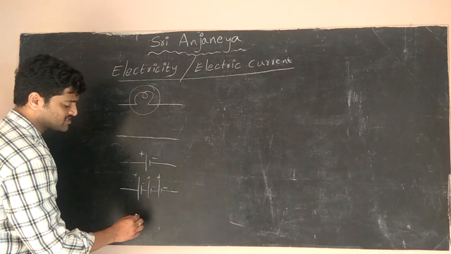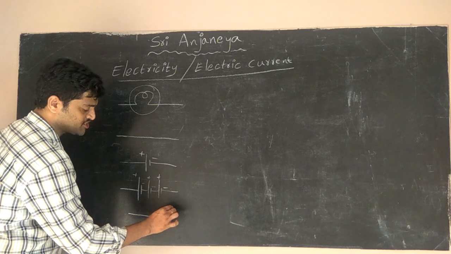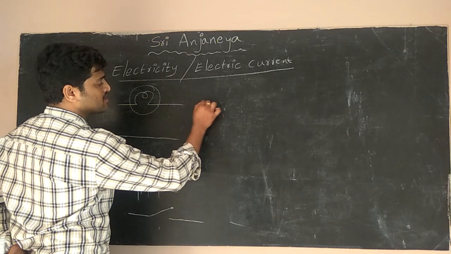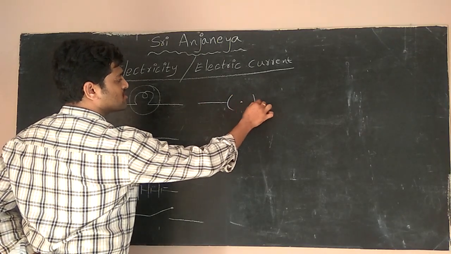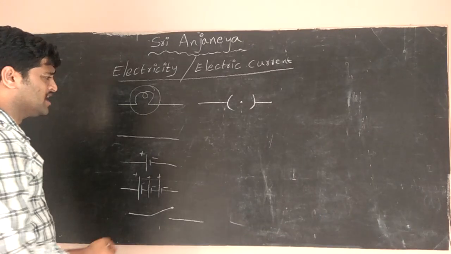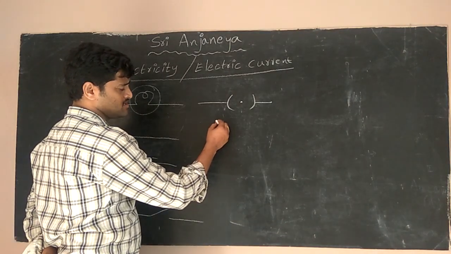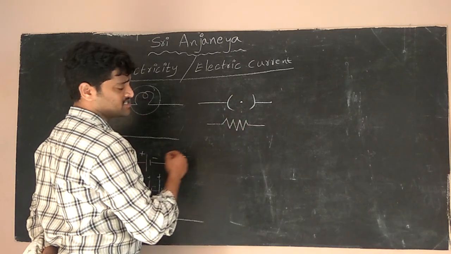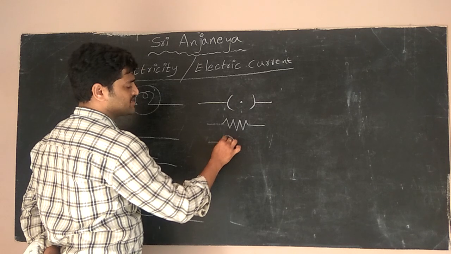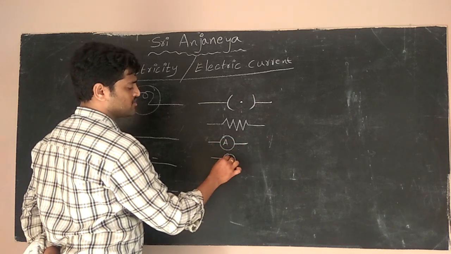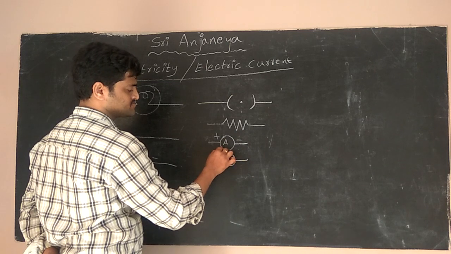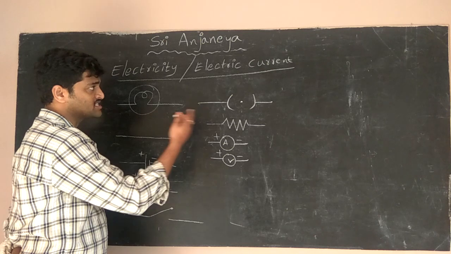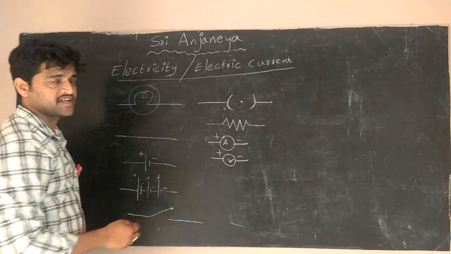Next, this is called a switch. And the next one is called a plug key. And next thing, already you know about this. This is a resistor. This is an ammeter. This is a voltmeter. These are the certain symbols which we use very frequently in this chapter, electricity.